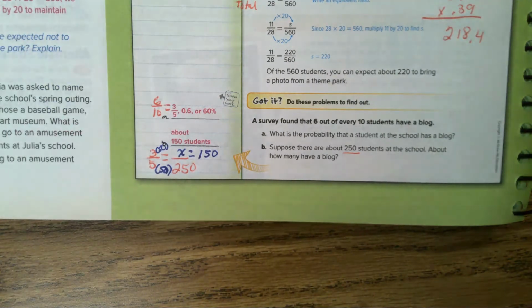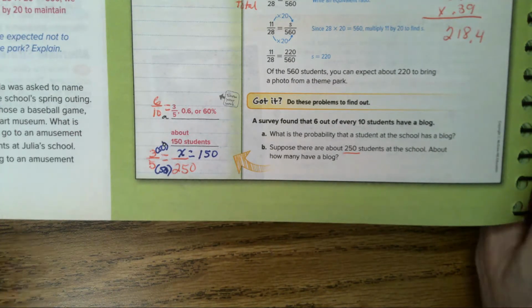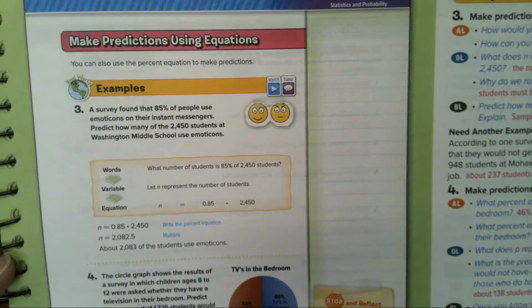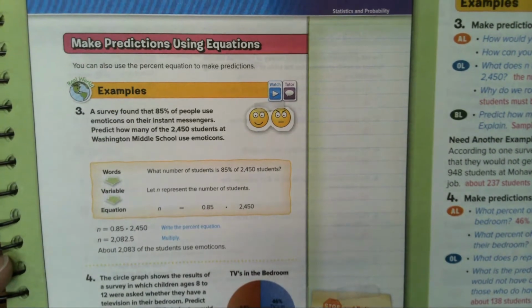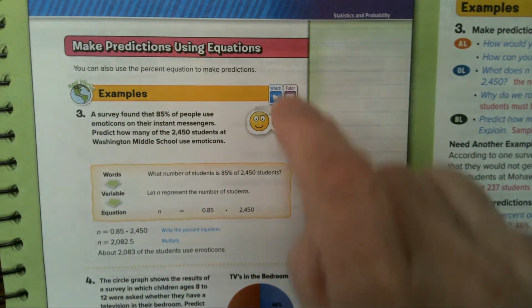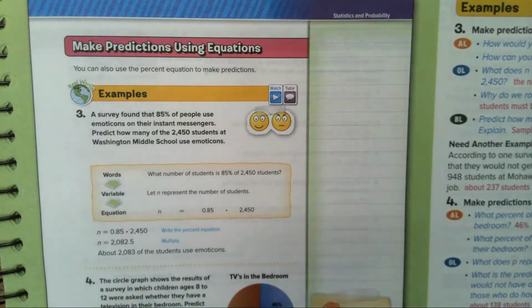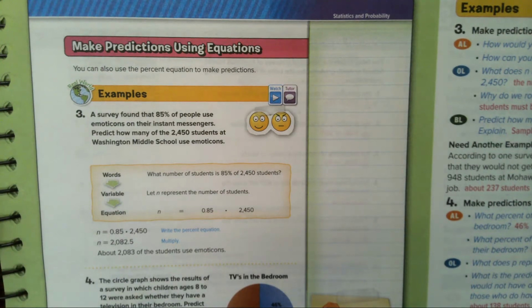All right. Now let's go to page 795. On this page, now kids, remember, if you are having problems understanding, you can go to your ebook and click on tutor after I'm done. If you go home and you don't remember how to do these, you can also watch my video. You can always go there. Make predictions using equations. All right, let's look at example 3.